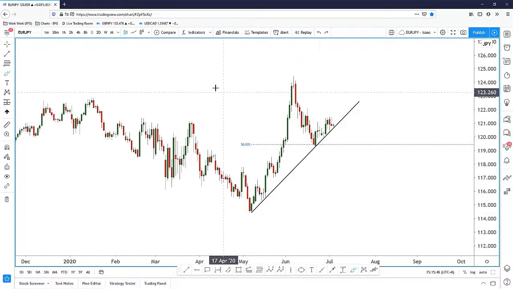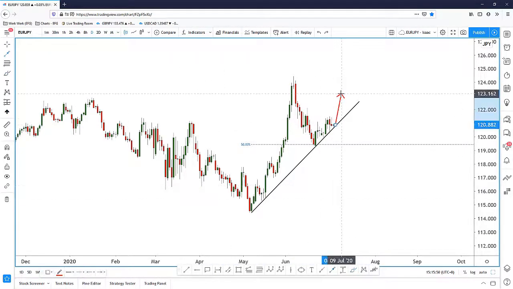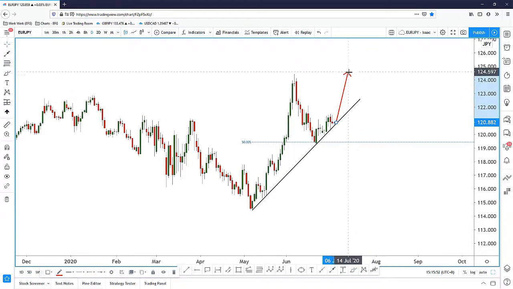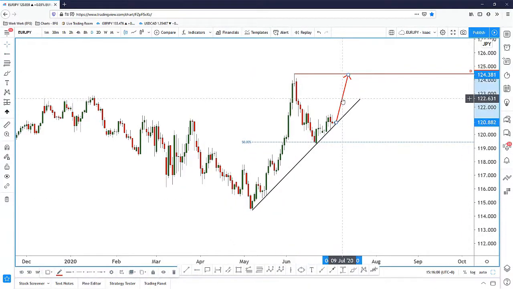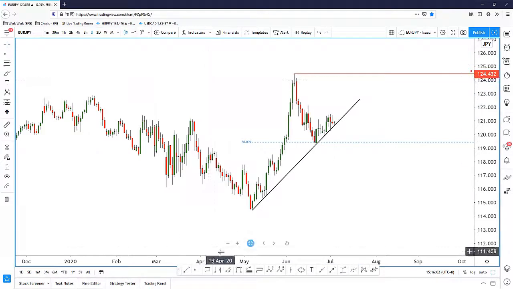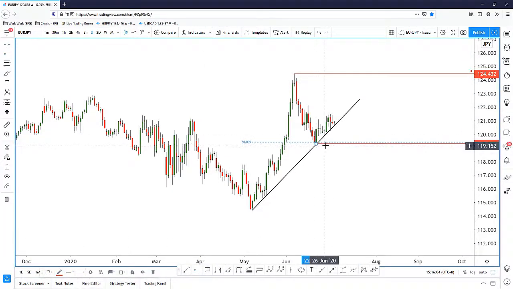So price is on an upward trend on the daily, and I'm expecting price to push slightly higher and possibly even to the recent swing high. So this level, you can consider our daily resistance, and we can consider this our daily support.